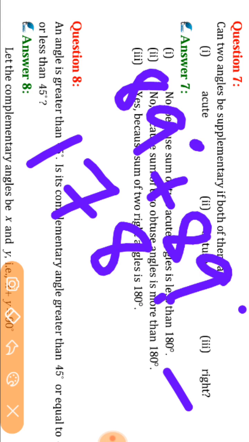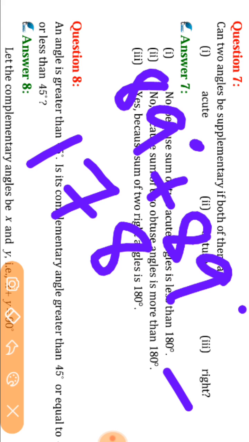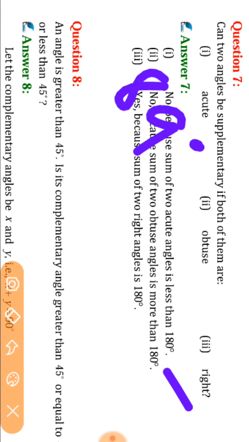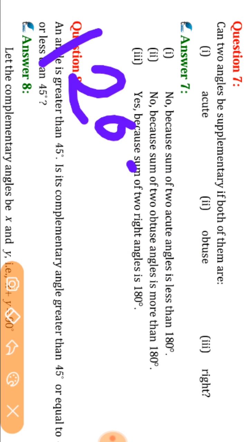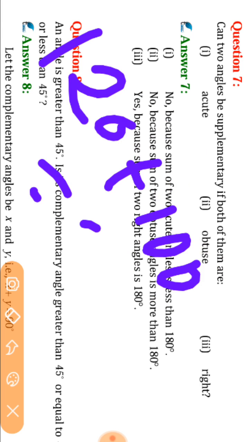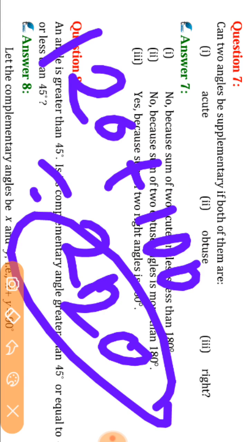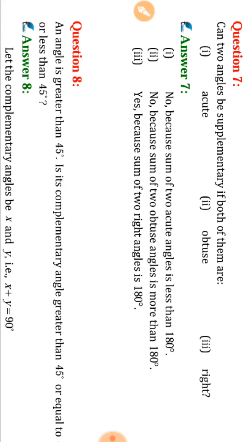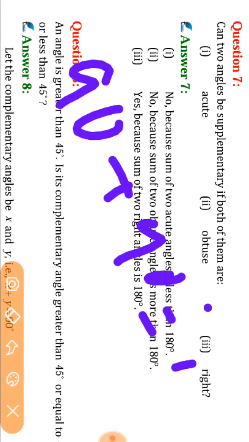178. Is it not? It is not 180. So the sum of acute angles doesn't give 180 degrees. Then obtuse: if you take 120 plus 100, what is it? It is 220. Is it supplementary? No, because the sum of two obtuse angles is more than 180. Then 90: yes, the sum of two 90s gives 180.